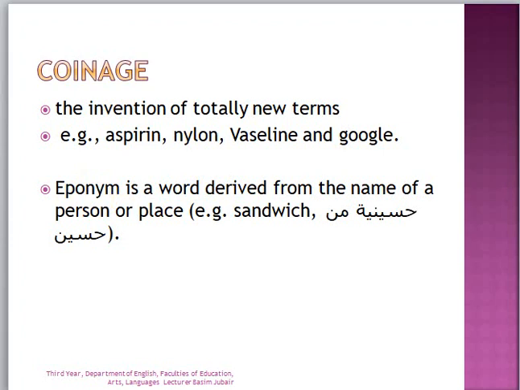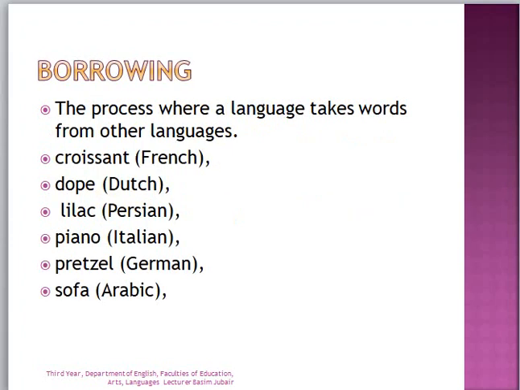Now, the third process, which is borrowing. Borrowing is the most interesting, I think, and the most important process. It is easy, however, it is very important. Why? Because it enriches language with so much vocabulary and many words. Again, it is a process where a language takes words from other languages.